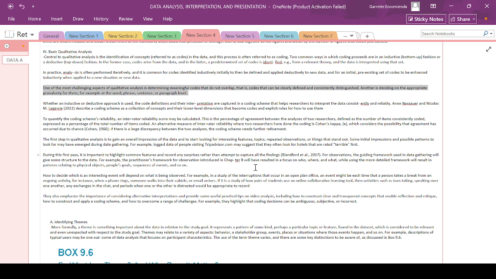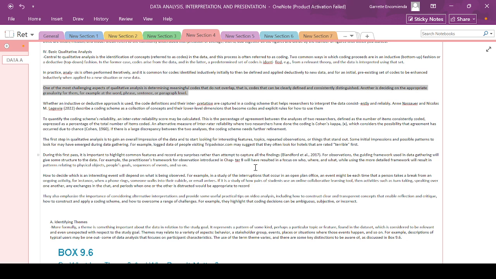So a coding scheme could be defined, based on Anna and Nicholas, as a collection of concepts and their lower dimensions that can become codes, and explicit rules for how to use them. Their lower dimension could be other codes, and it could be used as rules or categories on how to use them. So it's like a category inside a category, if you understand what I mean.